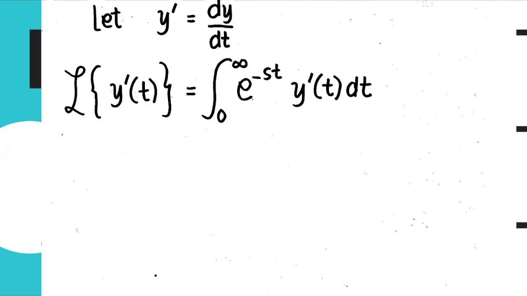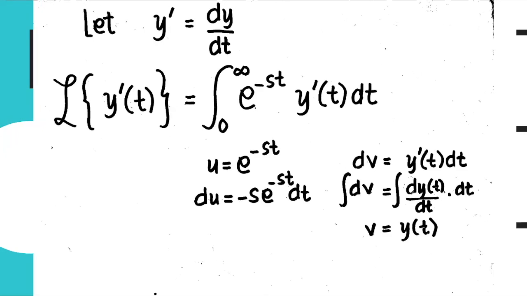How do we perform integration here? What technique are we going to use? Any idea? It's integration by parts. So we will let u equal e raised to negative st, the kernel. Of course, we need to differentiate so we can have the value of du. So this will be negative s e raised to negative st dt. Also, we need to know the value of v. So we use this part right here as our dv equal to y prime as a function of t dt.